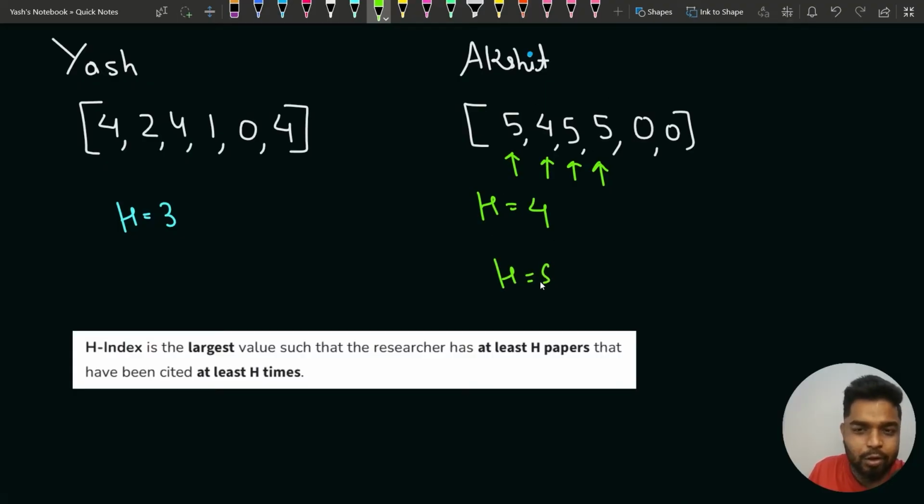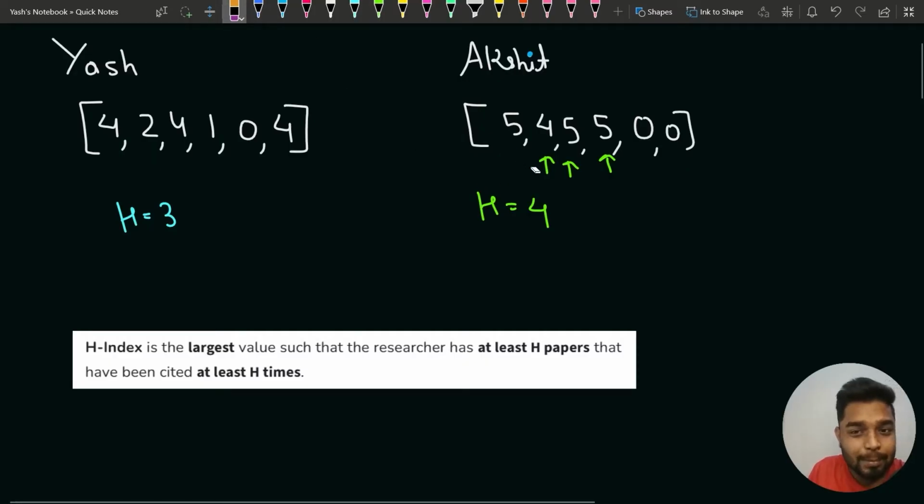But H value 5, no, because in this array we do not have five papers which have been cited five or more times, at least five or more times. So that is why for the researcher Akshit, we'll have the H value as 4 only, because there are four papers which have been cited four or more times.